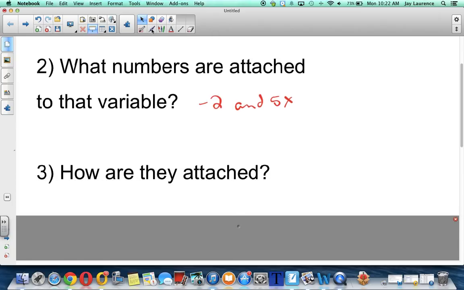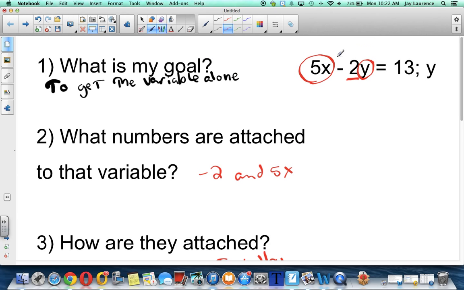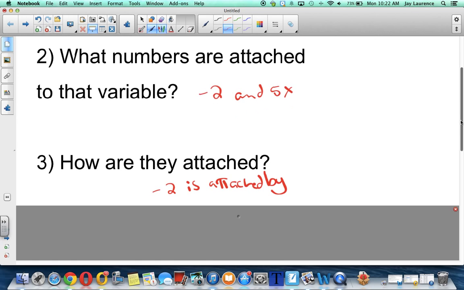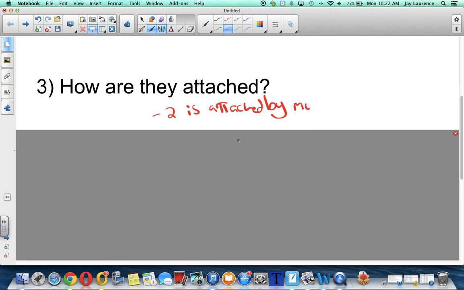Well, the -2 is attached by multiplication. It's a -2y, which means -2 times y, right? By multiplication.